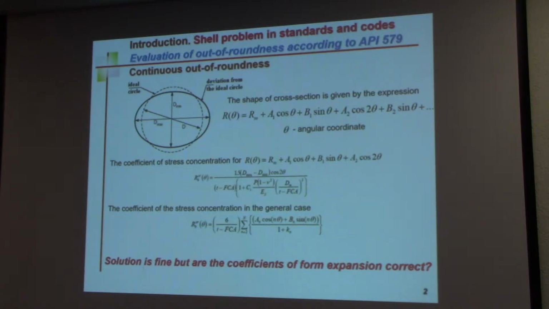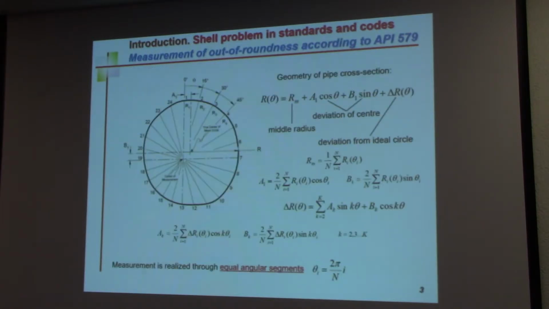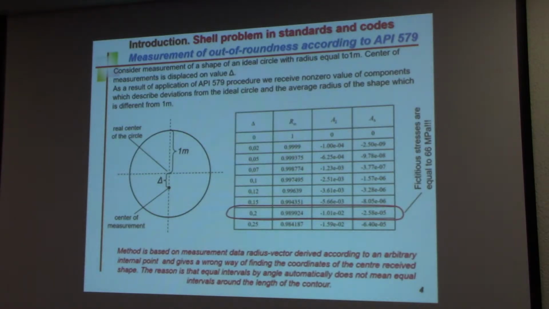In API there are some formulas, but as I can show, they are not so good because they account for equal angular segments. If we apply this procedure to a perfect circle, but we have some shift of the center in measurements, we generally have a shift in our real measurements. So we will have fictive additional stresses.